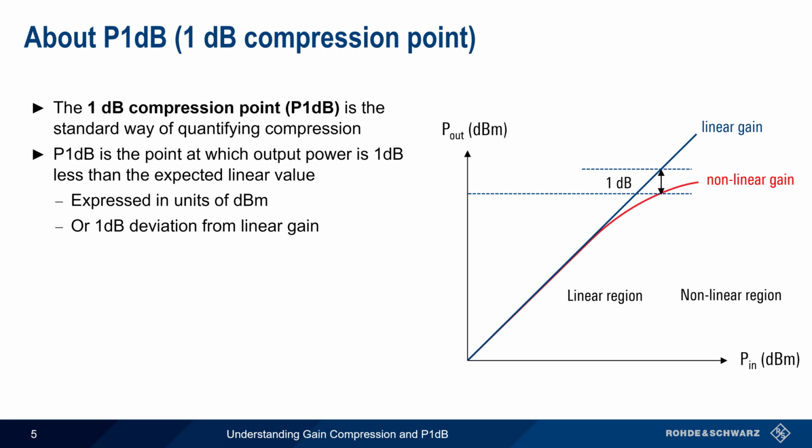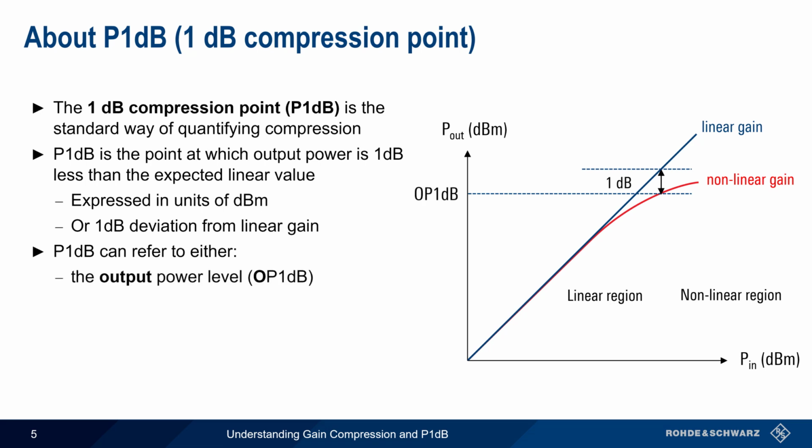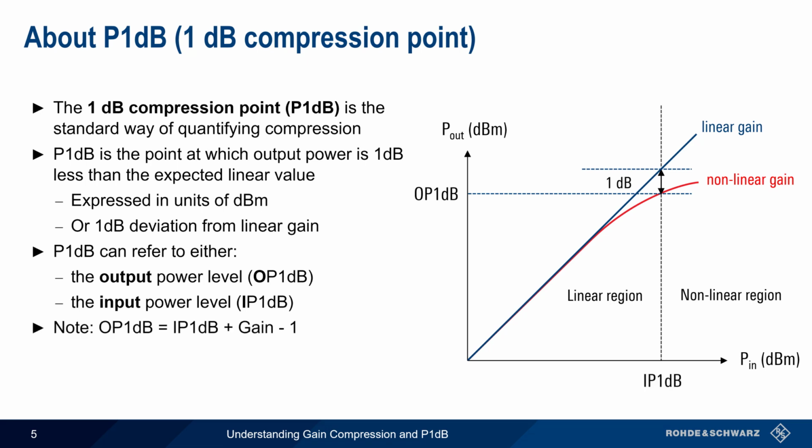It's important to keep in mind that P1dB can refer to either the output power level at which compression occurs, or the input power level at which compression occurs. Note that output P1dB is simply input P1dB plus gain minus 1, since output power in compression will be 1 dB less than input power plus gain.